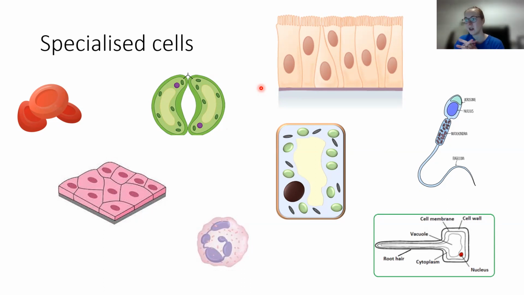Some adaptations that a guard cell has is that the cell wall is really quite thick. This prevents any bursting, because remember, it can become really, really turgid. And it allows it to bend slightly to open and close that stomata. Okay, great. So that's about the guard cells.